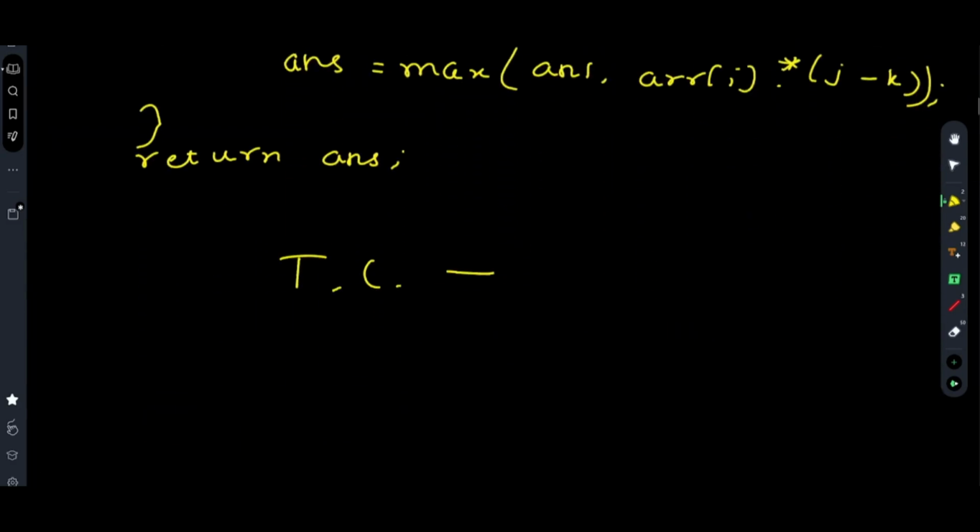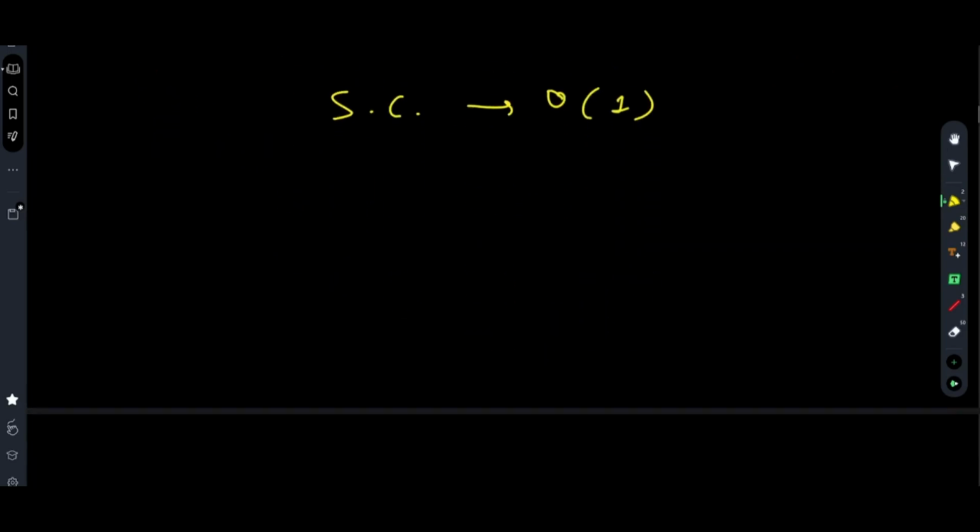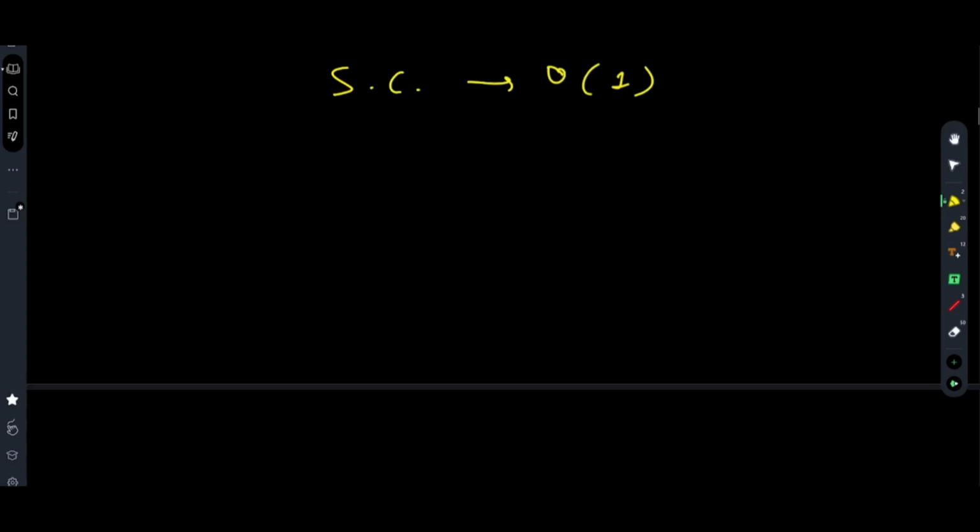This will take a time complexity of O of n square and a space complexity of O of 1. Can you decrease the time complexity? Yes, you can decrease the time complexity. You will do a pre-computation.